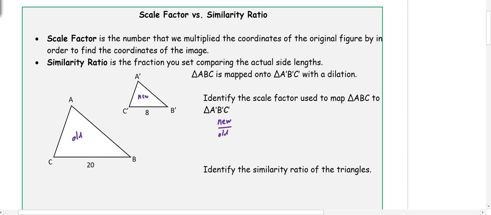So we can look in the picture by looking at the A's and the A tick marks letters, or in the sentence we have ABC is the old one because it's the first triangle, A prime, B prime, C prime with the little tick marks is the new figure. So when we compare those, we would take the same side of the figure, so in this case the BC's, and the new side is 8, the old side is 20, and that reduces to 2/5. The similarity ratio is the fraction you set up when you're comparing the actual lengths. So when we do similarity ratio, it's going to be our reciprocal. It's the old over the new. So we have 20 over 8, which reduces to 5 over 2.